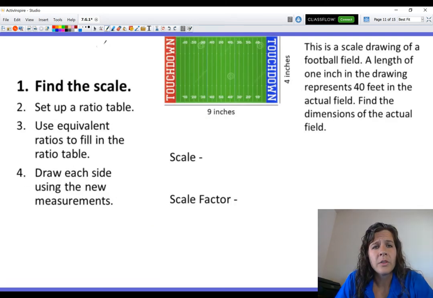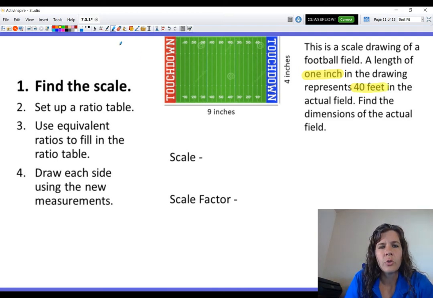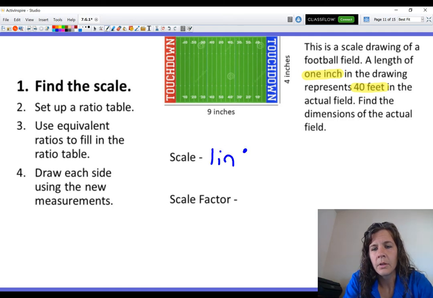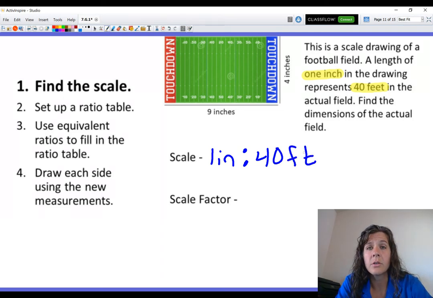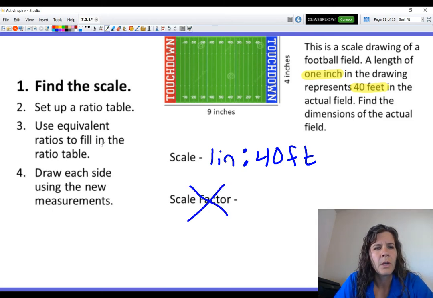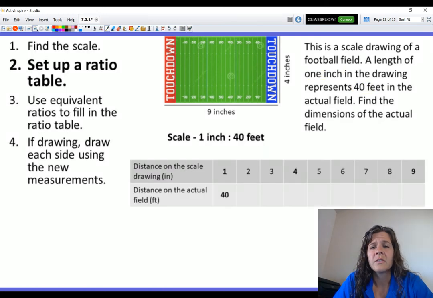Find the scale. Well, in this one, it gives you the scale. A length of 1 inch in the drawing represents 40 feet in the actual field. So we know that our scale is 1 inch to 40 feet. Now, what's the scale factor? Remember, for a scale factor it has to be the same units. We're looking at inches and feet right now, so we don't really have a scale factor unless you were to convert inches to feet or feet to inches. But we're not going to do that.